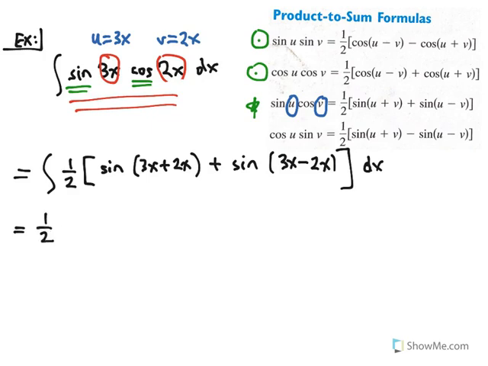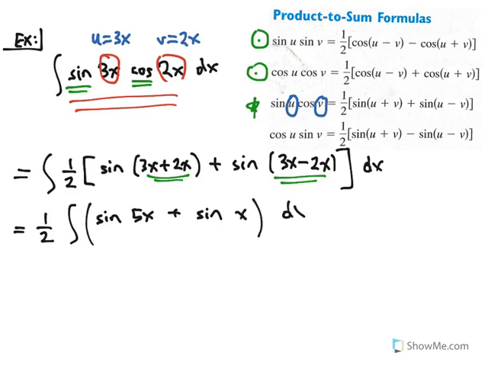So the next step would be we can factor out the 1/2, and then we have sine of 3x plus 2x is 5x, so we have sine of 5x, plus sine of 3x minus 2x is 1x. So now we have a sum of 2 trig functions for our integrand. And when you have a sum, you can, of course, integrate term by term. So we'll go ahead and integrate term by term.